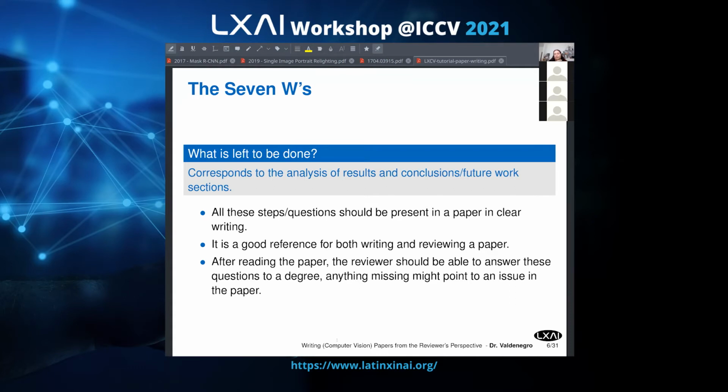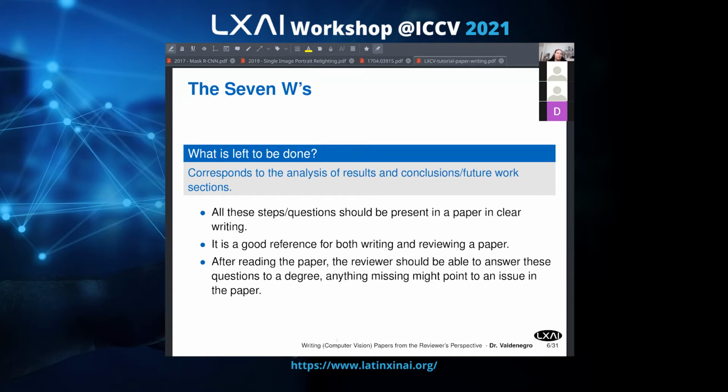You don't have to write out the questions, but you need to identify sections that will answer these questions. Also, when I review a paper, I always try to use the same template, these 7 questions, 7 Ws, to actually understand what the authors are saying. After reading a paper, the reviewer should be able to answer these questions to a certain degree. And of course, if any of these Ws cannot be answered, or is missing, this may point to an issue in the paper.